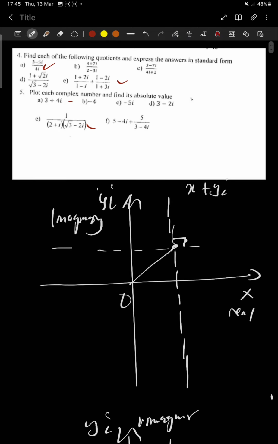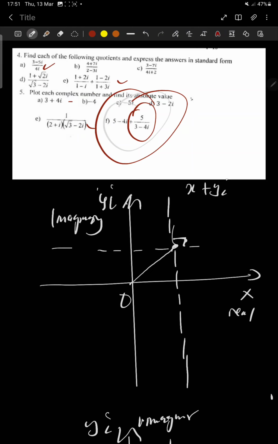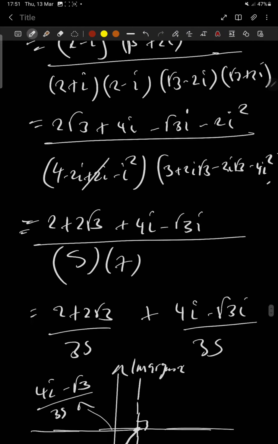That's how you go about it. So if you're given this one here, first just rationalize this part. You rationalize this part, the conjugate will be 3 plus 4i. After you rationalize, then you sketch. Let me try it. We're having 5 minus 4i.